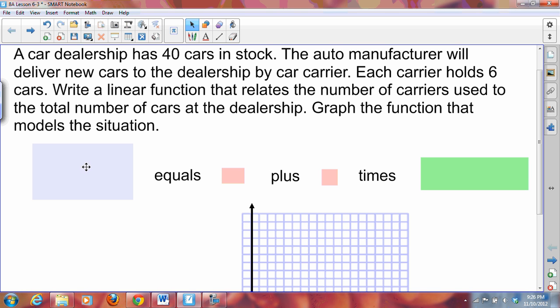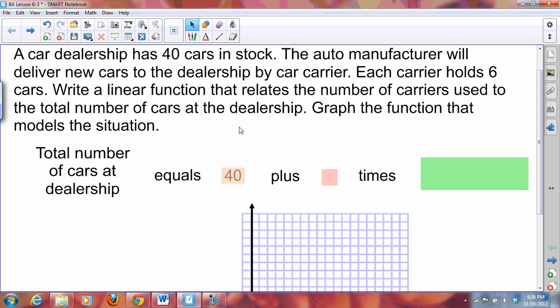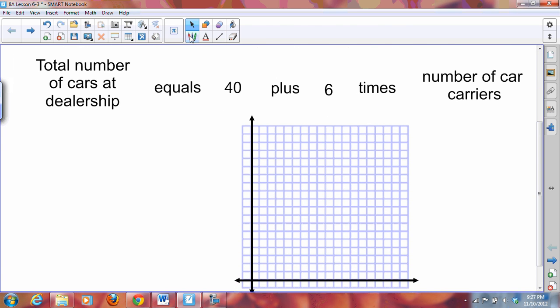dealership. Graph the function. So we have the total number of cars at the dealership equals 40, because that's how many we already have, plus 6 times the number of car carriers, because there are 6 cars on each carrier. Okay, so let's make that an equation. Total number of cars at the dealership is going to be our y, and our number of car carriers is going to be our x, because this controls this, right? So we have y equals 40 plus 6 times x.